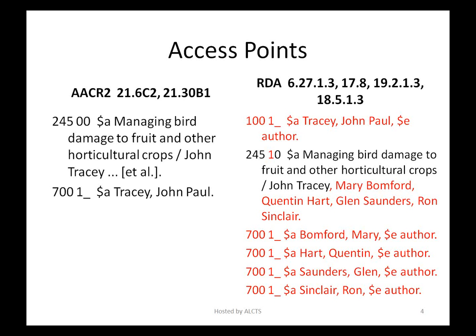In RDA, there's no limit to the number of added entries. They're not called added entries, but access points that you can give for people related to a work. And we name a work differently than we do in AACR2 as well. So as you can see in RDA, although there are 5 authors of this work, the work would be named with the combination of the 100 and the 245 field in this case. So Mr. Tracy gets to be part of the name of the work, and he gets recorded in a 100 field. And then we also have 700 added entries for the other authors.